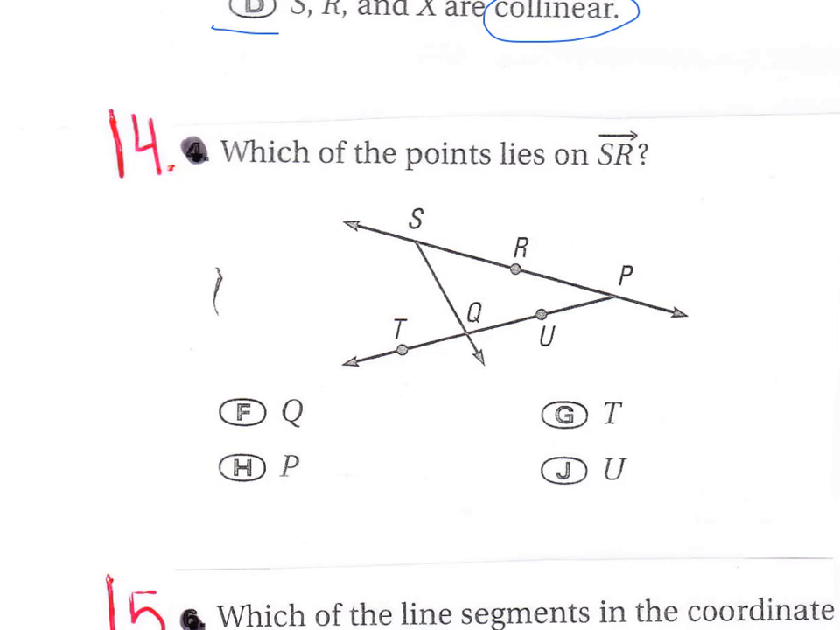Number 14, which of the points lies on ray SR? So ray SR, and it's going all the way through right there like that. Ray SR starts with S. S is the starting point, okay? Which of these points lies on it? Is it point Q, H, point P, G point T, or J point U.